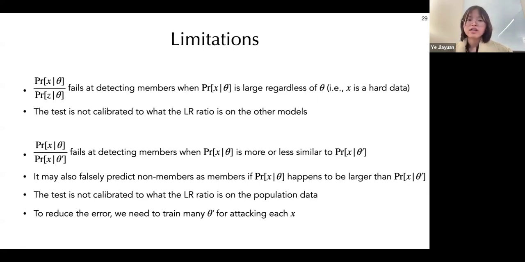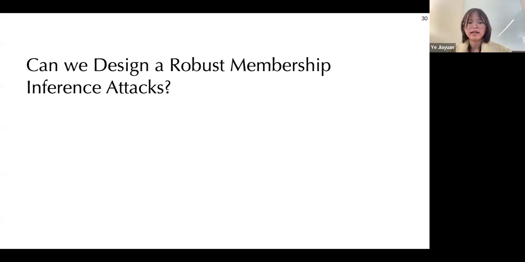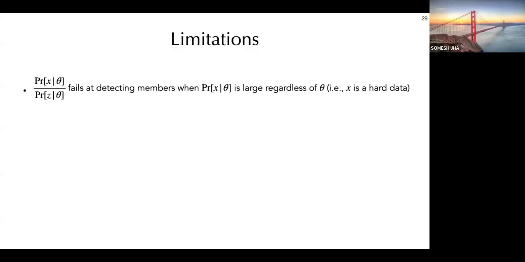Okay. So how could we design a more robust membership inference attack? Just based on... one second. Do you want any questions?